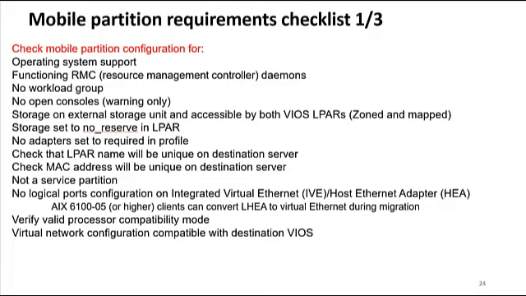Again, you've got to make sure the LPAR name is going to be unique on the destination server, and the MAC address. You need to make sure it's not the service partition. Now, one of the first things I do when I bring up a new server is I get rid of the service partition anyway, because I can assign that at any point if I need to use it. But I want to make sure that if I decide to use LPM, I'm not going to run into a problem.